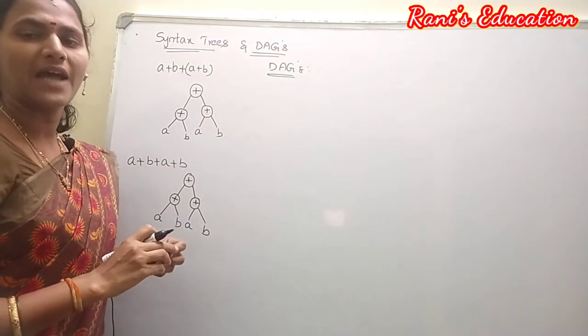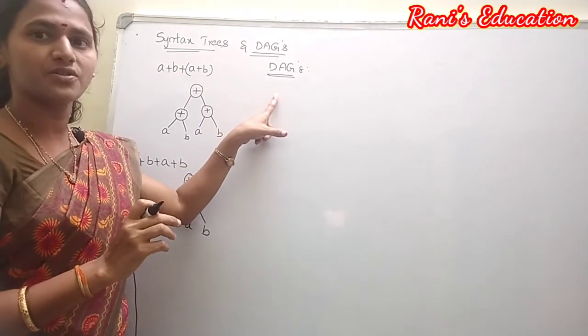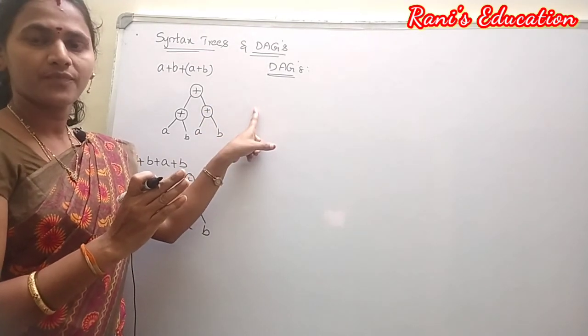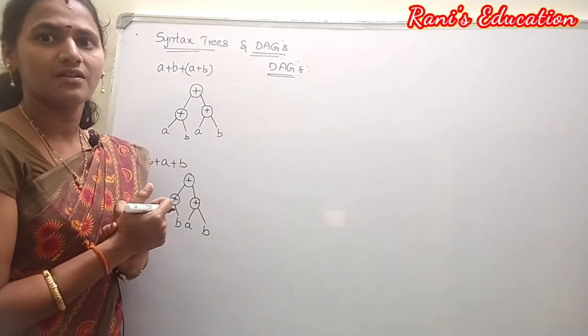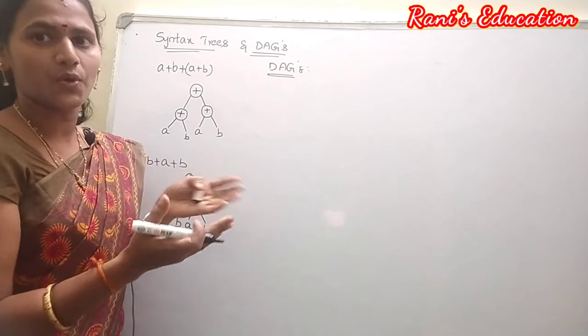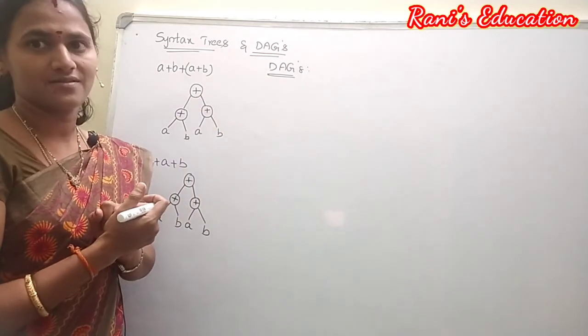DAGs are nothing but directed acyclic graphs. These are the tools for the construction of blocks. This is going to be used in optimization techniques, so we can easily reduce the code. We can usually optimize the code by using DAGs.